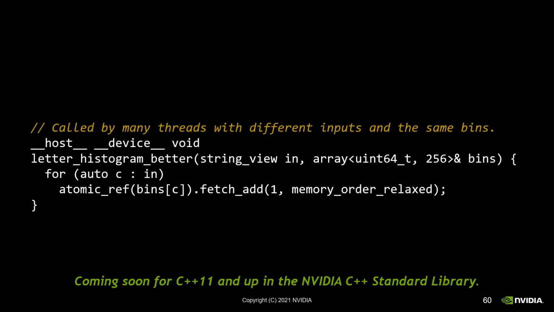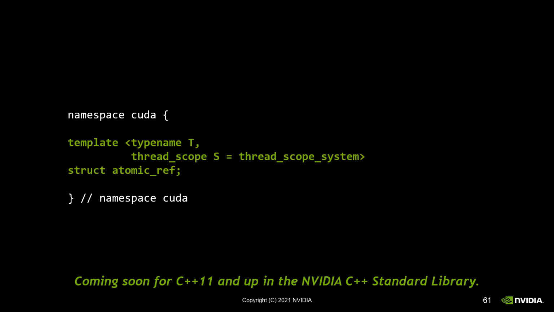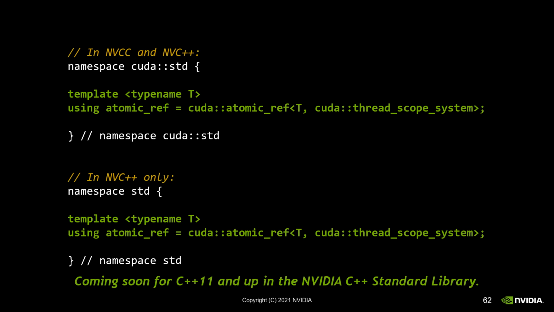We can use atomic ref in the places where we need to treat an object as atomic, but can't change the type of the object. All concurrent accesses to the object must happen through an atomic ref. Using atomic ref will not make non-atomic accesses atomic. Just like atomic, we have two versions of atomic ref in the NVIDIA C++ Standard Library, an extended version in cuda::, which takes an optional thread scope parameter, and strictly conforming versions in std:: and cuda::std::, which are equivalent to a cuda::atomic_ref with a thread scope of system. Atomic ref will be available soon for C++11 and up in the NVIDIA C++ Standard Library.